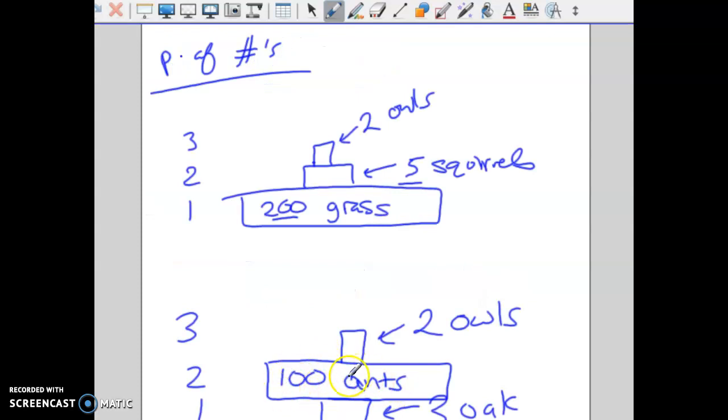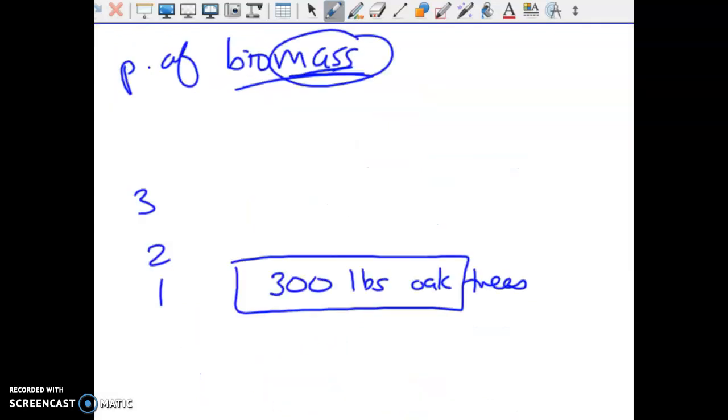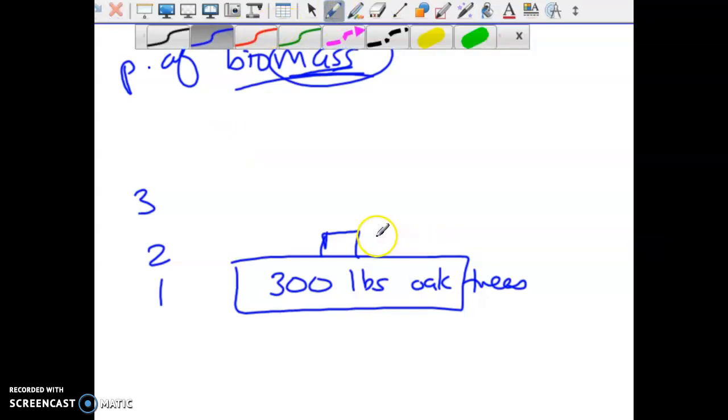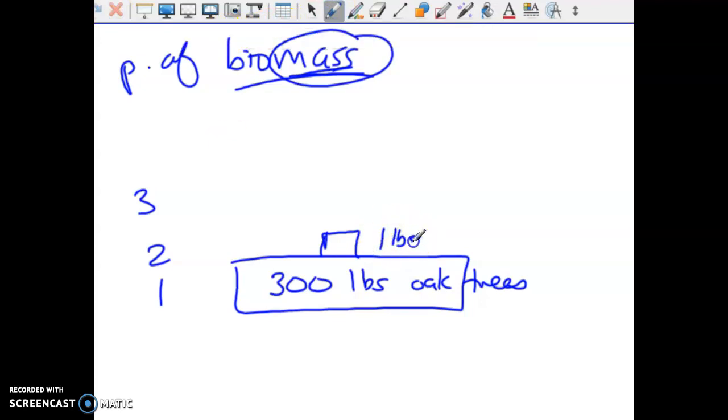So if we had 100 ants, ants are very, very tiny. So maybe the 100 ants all together weigh, I don't know how much 100 ants would be. Let's say it's 1 pound. I have no idea, I'll be honest. I've never weighed an ant before, but let's say the 100 ants weigh a pound, right? Well, those 3 oak trees are huge in comparison to the 100 ants. And then 2 owls, maybe each owl weighs 5 pounds. So the owls might be 10 pounds worth of owls, right?